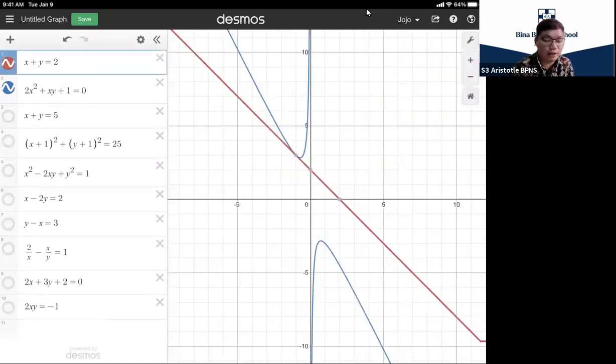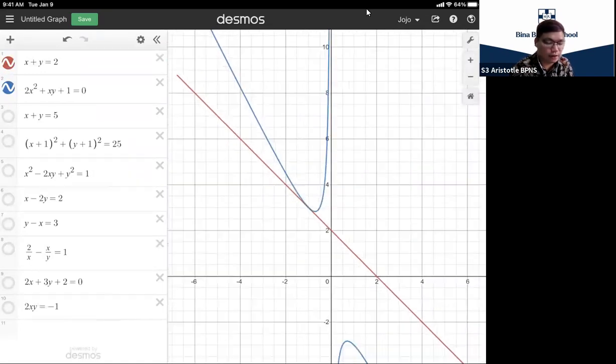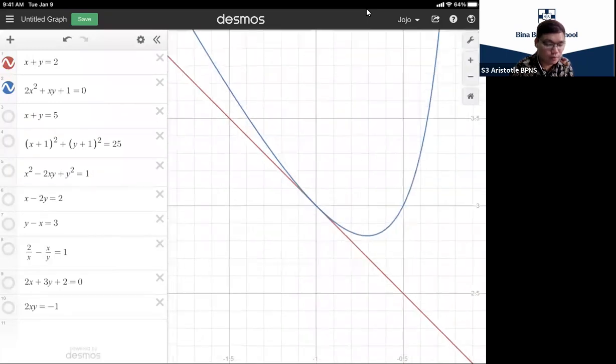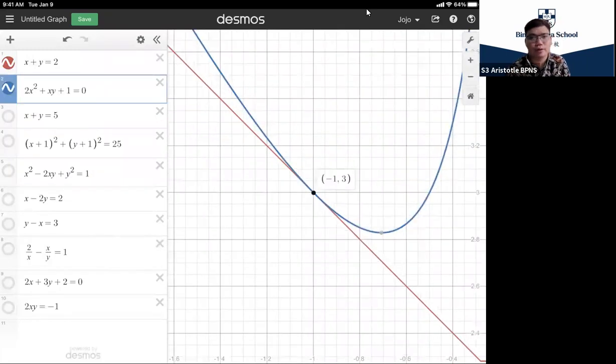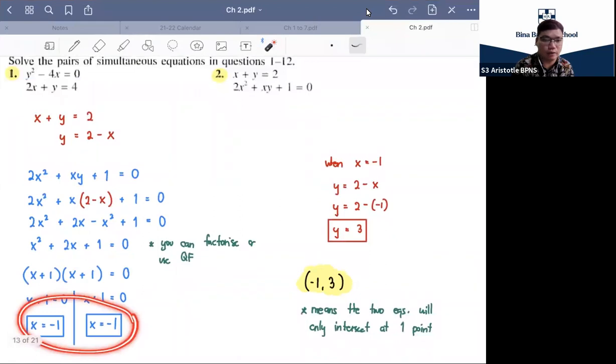So the red one is the linear one, obviously, and then the blue one is the curved graph. Okay, so look, they only intersected at how many points? At one point. If you zoom this, they will only intersect at this point, -1 and 3. Right? So -1 and 3. So that should be our answer. And we already got the x value, which is -1, right?